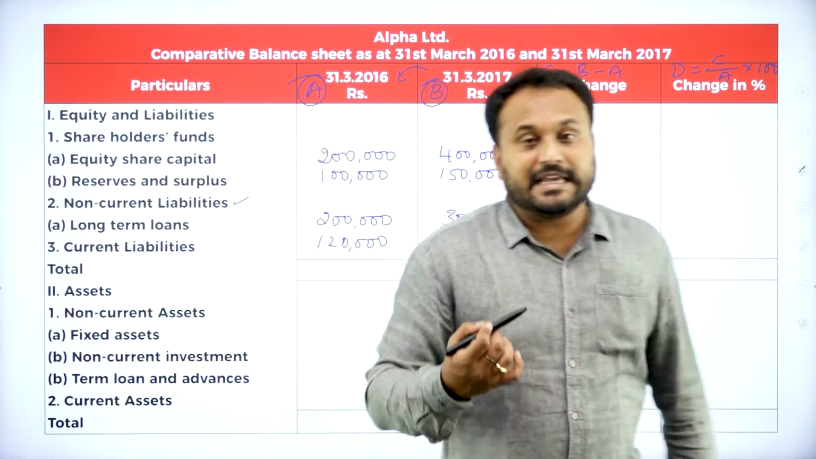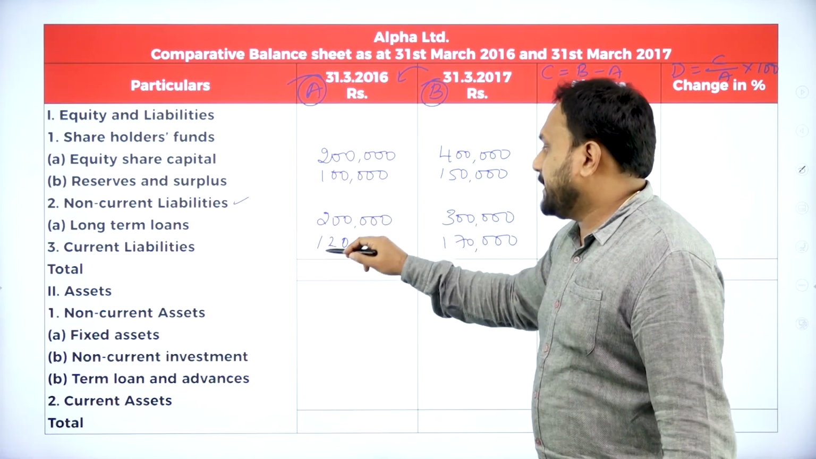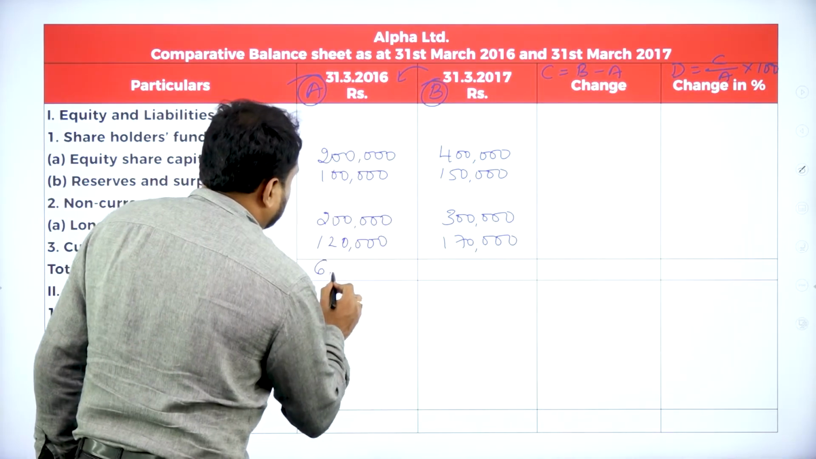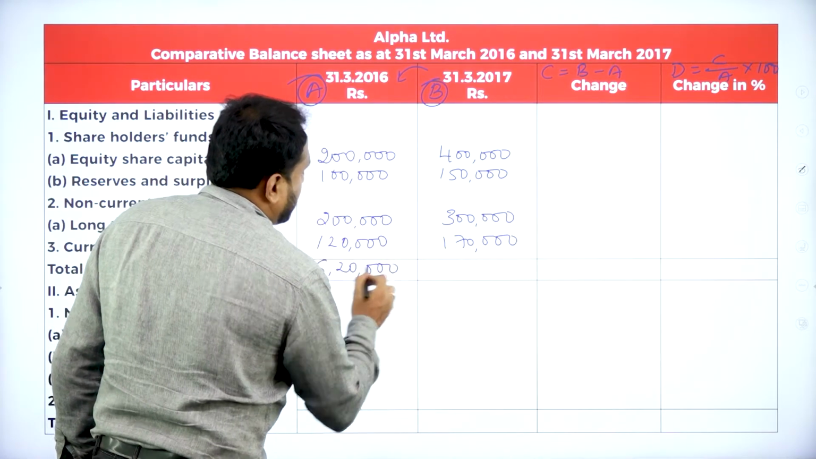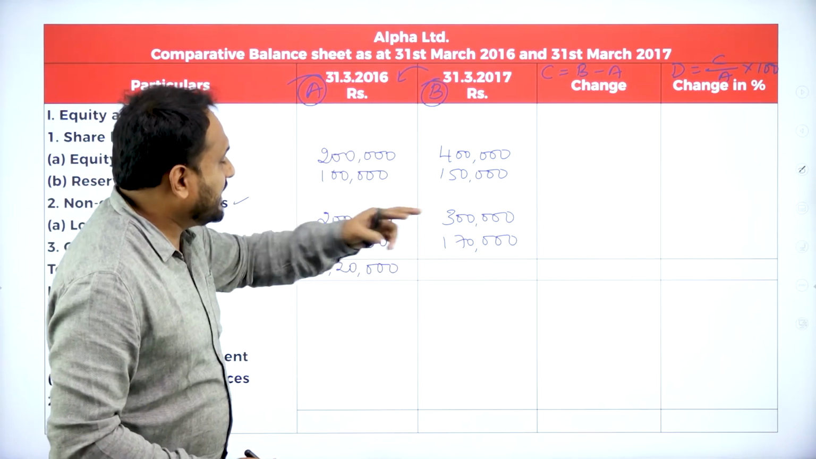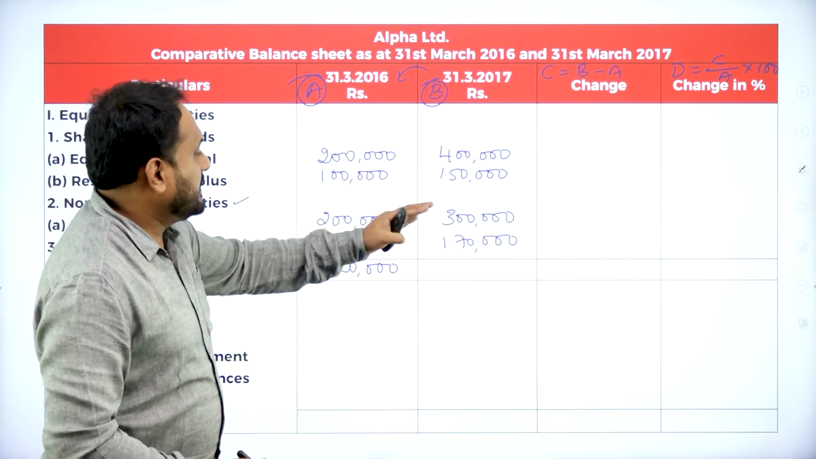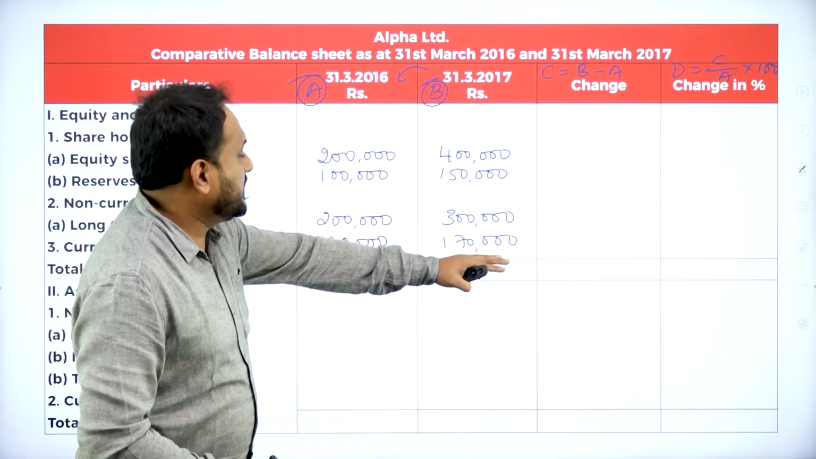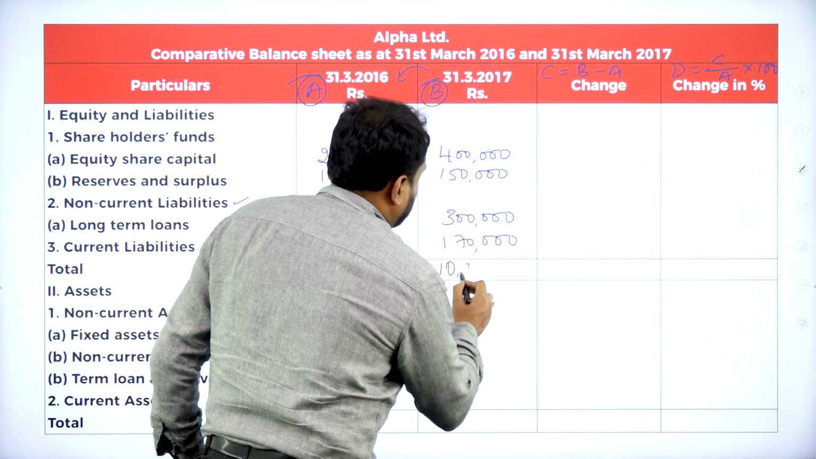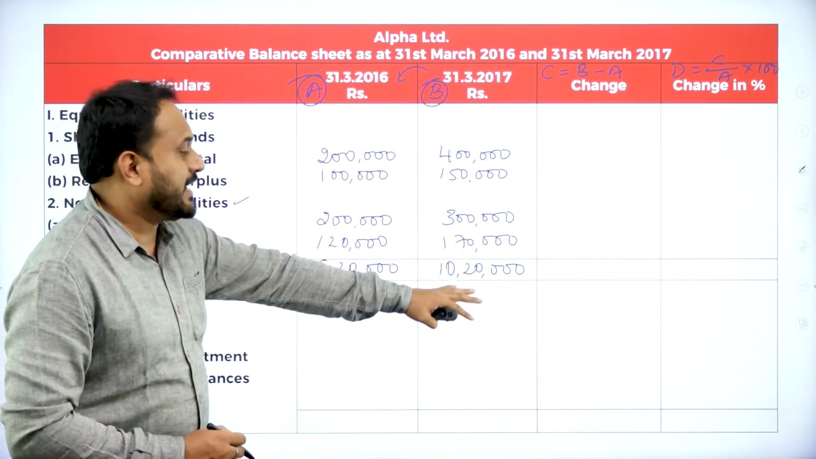So what we are supposed to do is add everything properly here. Now 2 lakh plus 1 lakh is 3. 3 plus 2 is 5. 5 plus 1 is 6, in the sense 6,20,000. So here we get 6,20,000. Next, 4 lakh plus 1 lakh 50 is 5 lakh 50. 5 lakh 50 plus 3 lakh is 8 lakh 50, plus this, the total is 10 lakh 20,000. So here we'll write 10 lakh 20,000. Use your calculator if you feel there is some difficulty.